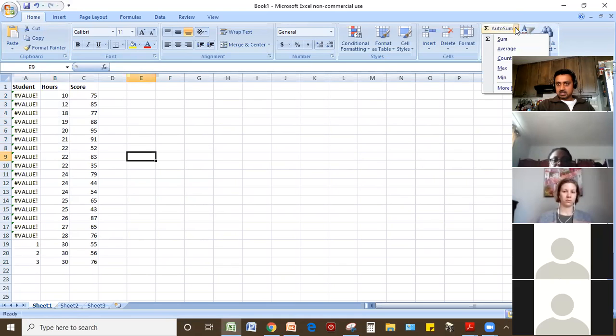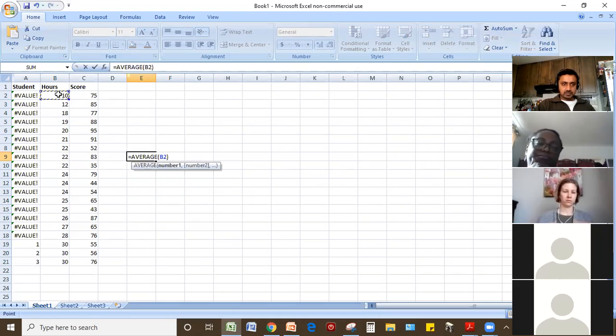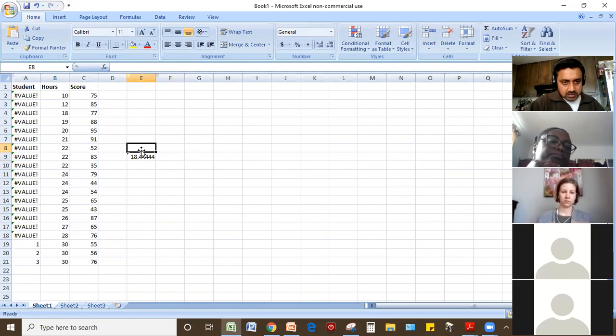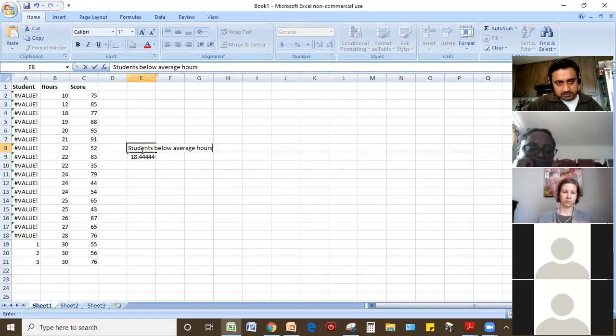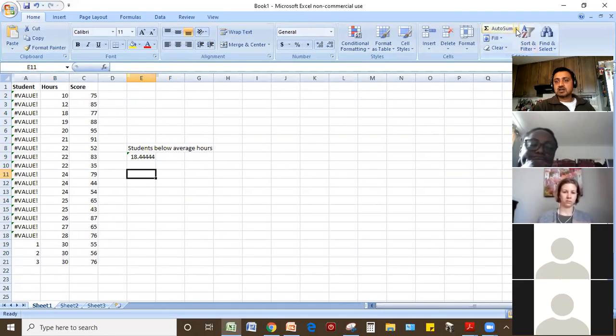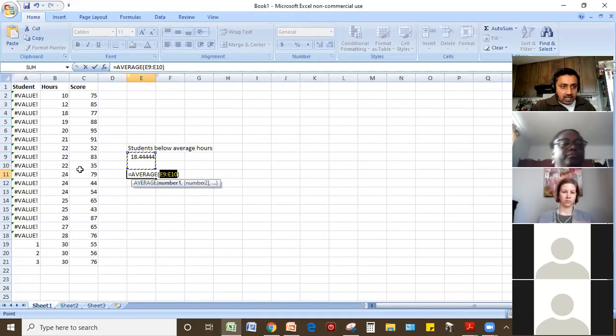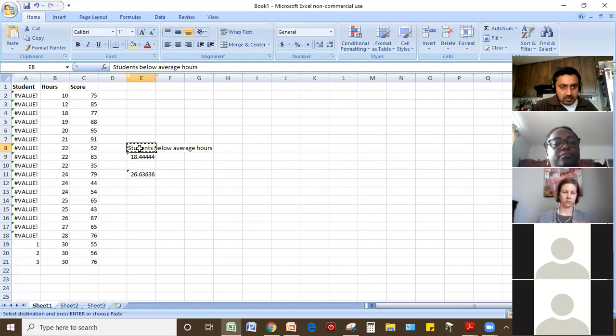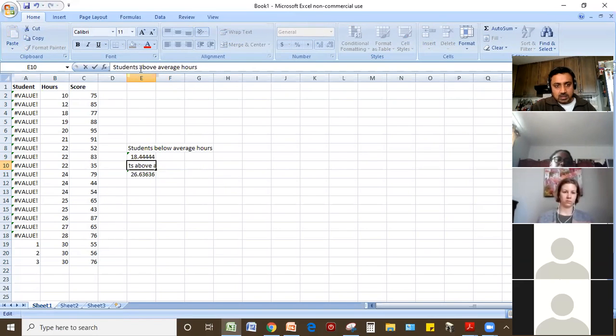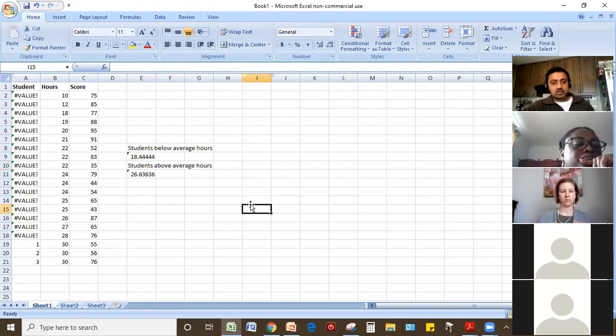So I go here and say average, and I can highlight up to here. And that's the average number of hours for students below average hours. Let's call this students below average hours. If I wanted to look at students studying above average hours, what's the average number of hours they studied? I can highlight everything above 22. That would be students above average hours.